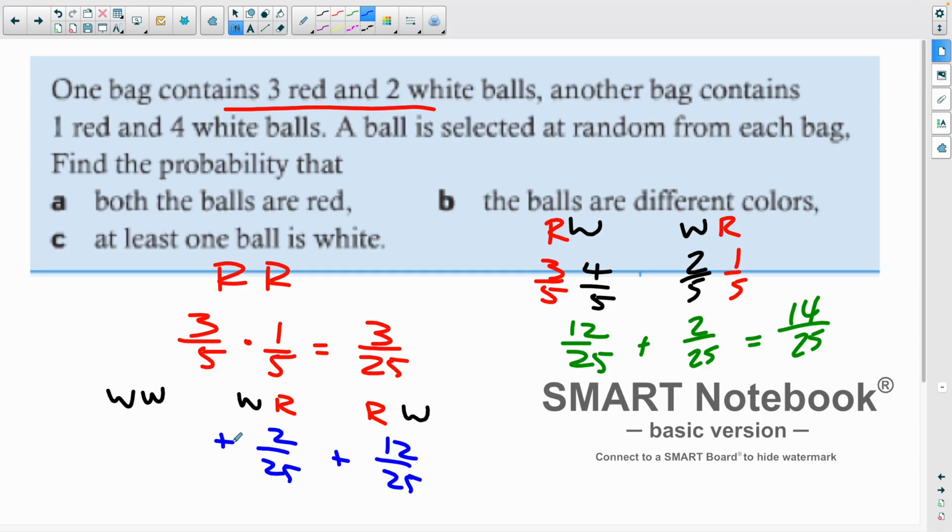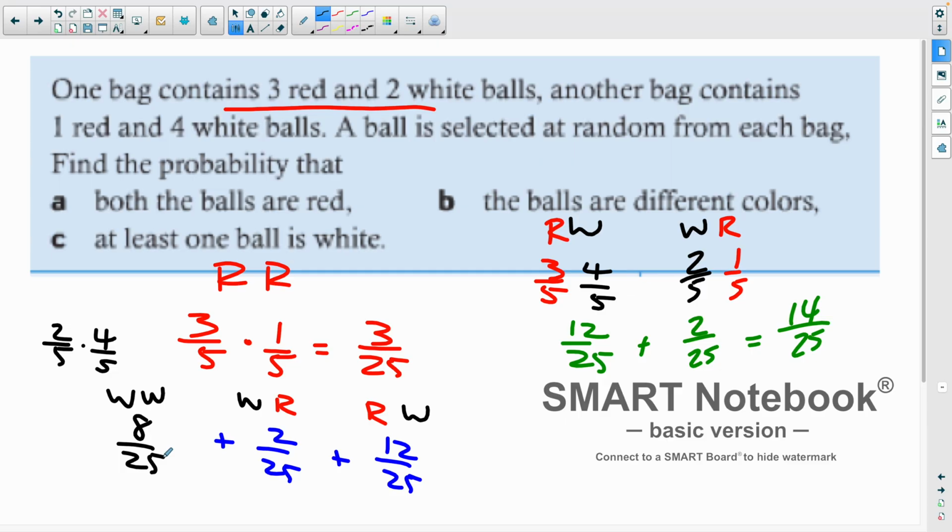Alright, so how about white? How do I find white? 2 out of 5 times 4 out of 5. 2 out of 5 and 4 out of 5, that's correct. Yeah, so that would be 8 out of 25.